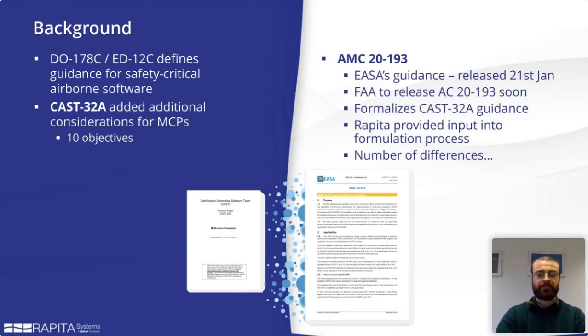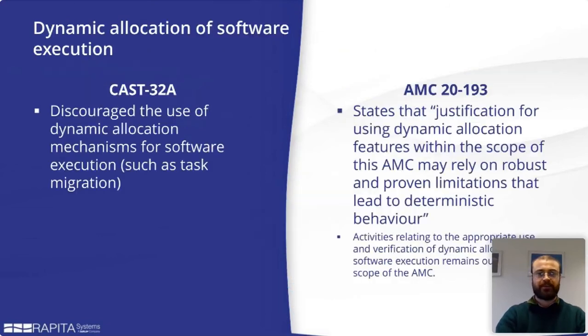Now, as part of the consultation process, myself and some of my colleagues at Rapita had some input into some of the modifications, some of the differences between CAST-32A and AMC 2193. So what we're going to do now is go through and look at the key differences between CAST-32A and AMC 2193, and look at the implications that these changes might have for your multi-core avionics projects. The first key difference that we're going to look into is dynamic allocation of software.